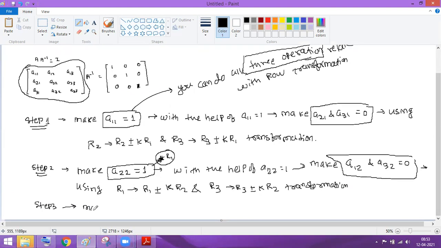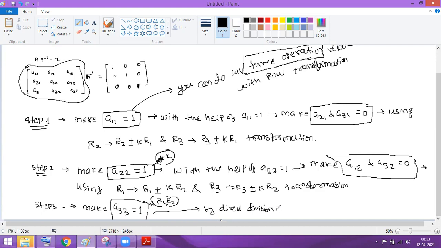make A33 equal to 1, and there is only one method to make A33 equal to 1. Which method can we use? A33 equal to 1, and here the condition is don't play with R1 and R2. You can't play with R1 and R2 at all, it won't have any contribution. Then how can we make A33 equal to 1, sir? Yes, by direct division.